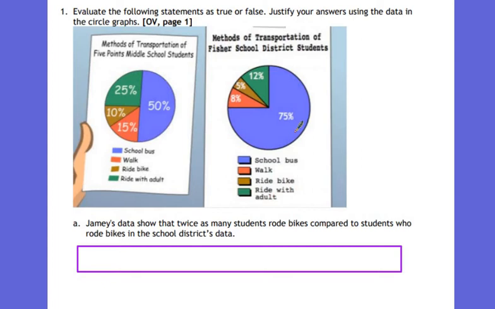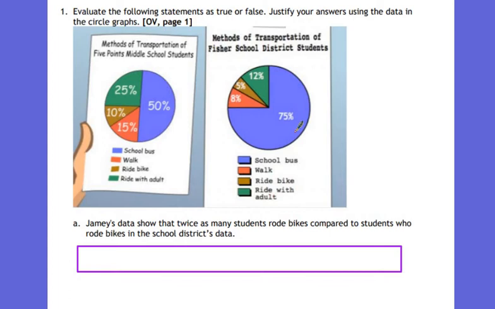Well, isn't his school's information in the district's information? Yes, but other schools are also in it. So the fact that the district has 75% bus riders, but his school only has 50%, what's that telling me about a few other schools? They have the same results. At least. They're going to have more people riding the bus to make that percentage jump from 50 to 75.